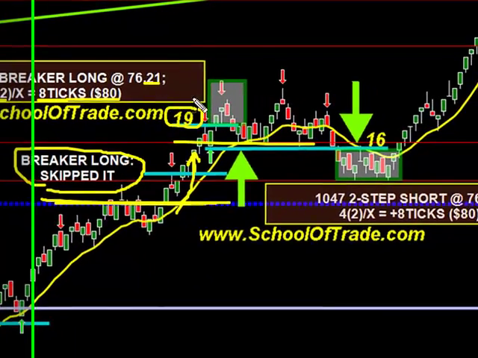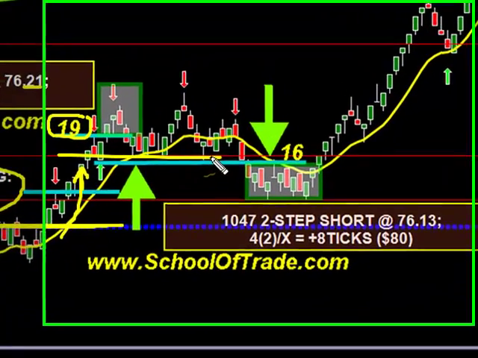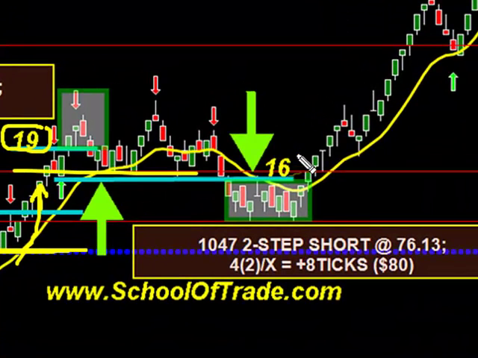But it wasn't too long thereafter, 10:47, we took the 2-step short. Breaker long, 2-step short. We're always looking for that 2-step counter trend whenever we have a big run up like this. So what do we do? We mark this swing low. The swing low here was at 16. And again, we're going counter trend trade here, guys, according to our rules.